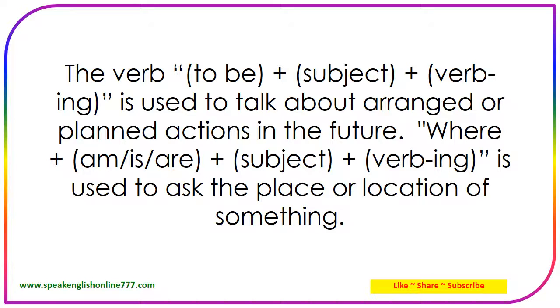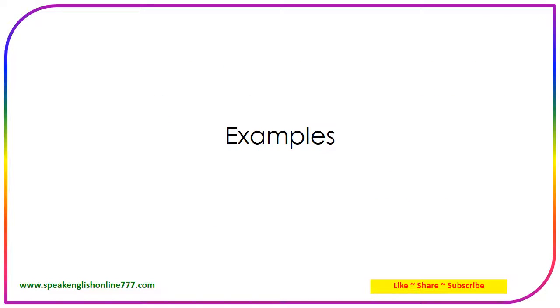The verb to be plus subject plus verb-ing is used to talk about arranged or planned actions in the future. Where plus am, is, or are plus subject plus verb-ing is used to ask the place or location of something. Examples.